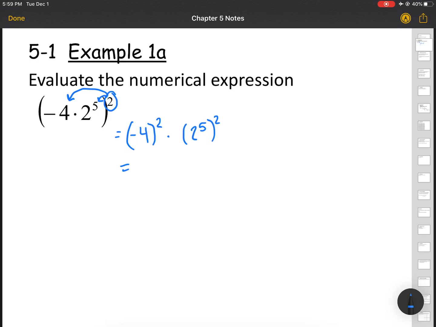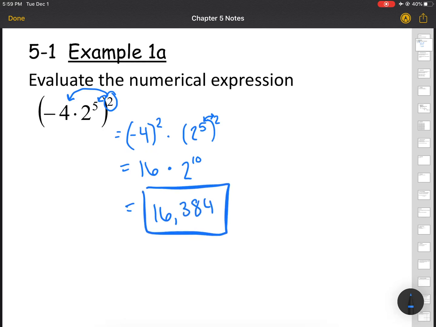Well, I know negative 4 squared, that's just negative 4 times negative 4, that's 16. And 2 to the 5th power to the 2nd power, if I multiply my exponents here, okay, coming from the power of a power rule, that gives me 2 to the 10th power. But 16 times 2 to the 10th power is 16,384. So here's our answer when evaluating that whole expression all the way down.